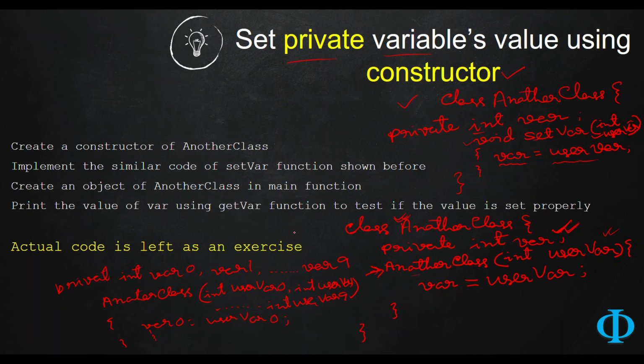The actual code is left as an exercise. I have given a description here, so you can just follow the description, or you can write this portion of code in your another class, and then create an object of another class from the main function, and try to set the value and get the value from there.